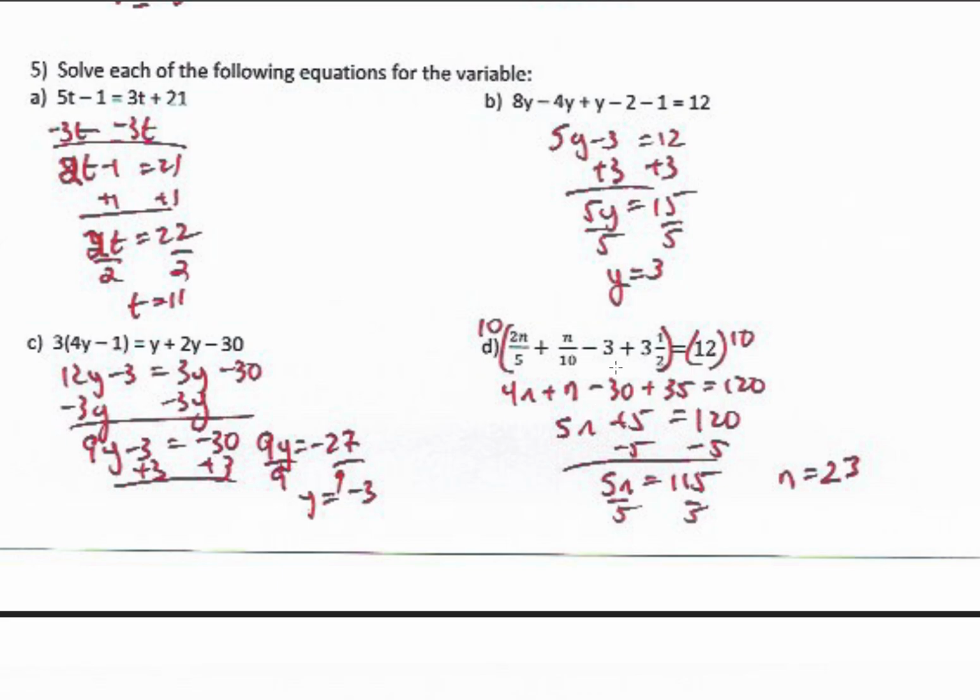So 4n plus n. Negative 3 times 10 is negative 30. And 3.5 times 10 is 35. Equals 12 times 10 is 120. Now we have a regular looking equation without any fractional denominators.